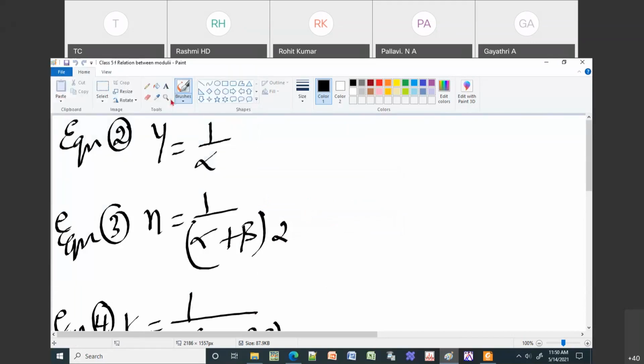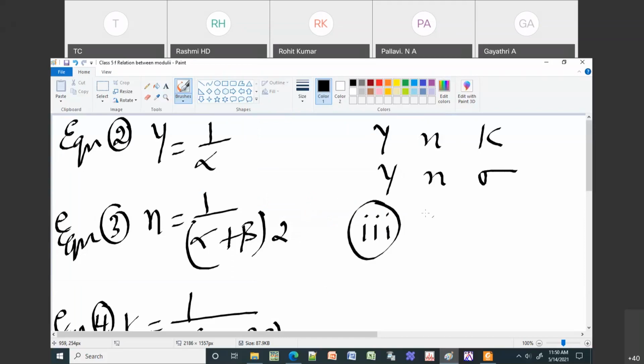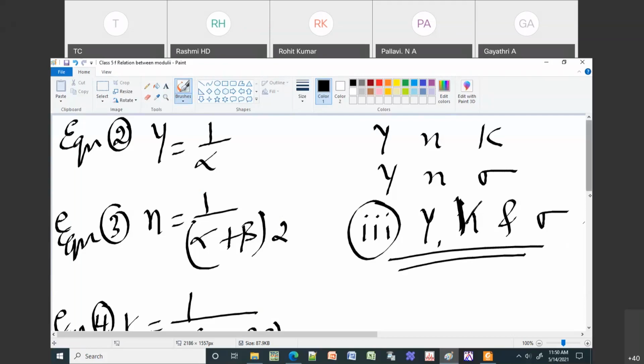So initially we have done for y, n, k, then we did for y, n, sigma. Now the third one is for y, k and sigma, the relation between y, k, and sigma. So we will try to do this, and then we will do the last one in the next class.